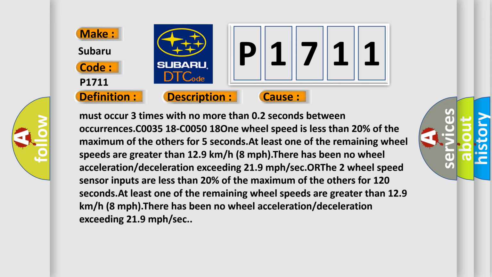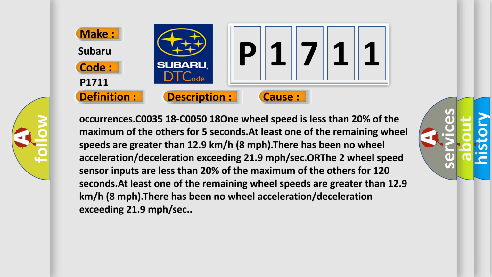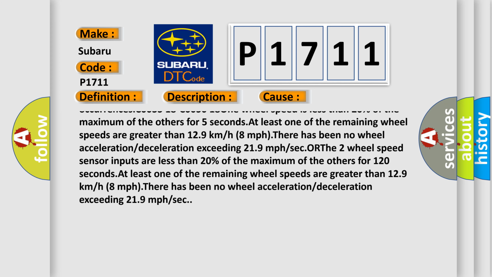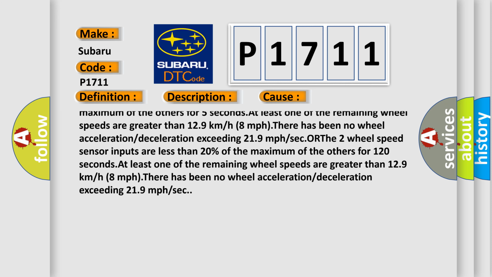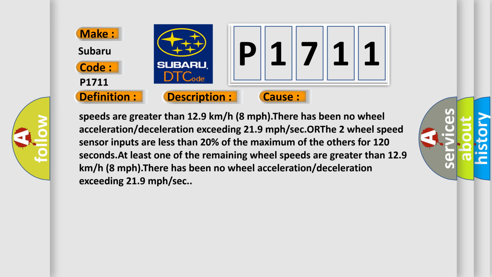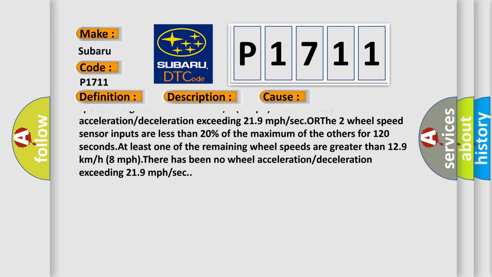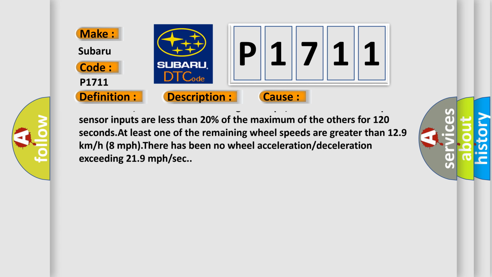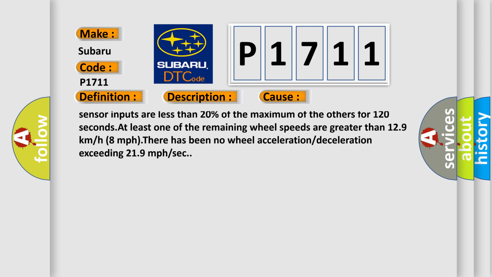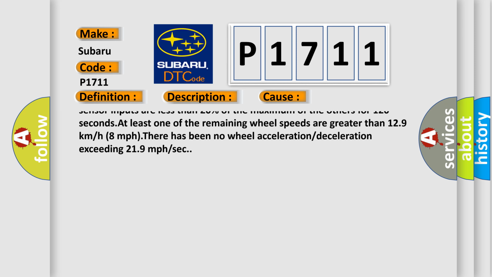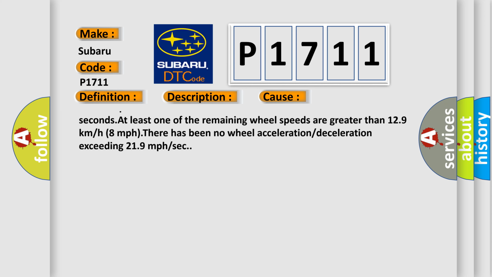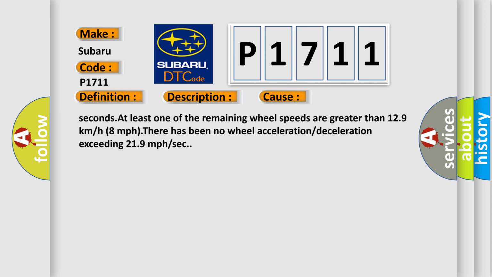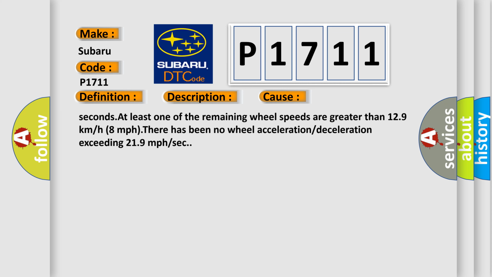C0035 18, C0050 18: one wheel speed is less than 20% of the maximum of the others for 5 seconds. At least one of the remaining wheel speeds are greater than 129 km/h (8 mph). There has been no wheel acceleration or deceleration exceeding 219 mph/sec. Or the 2 wheel speed sensor inputs are less than 20% of the maximum of the others for 120 seconds. At least one of the remaining wheel speeds are greater than 129 km/h (8 mph). There has been no wheel acceleration or deceleration exceeding 219 mph/sec.